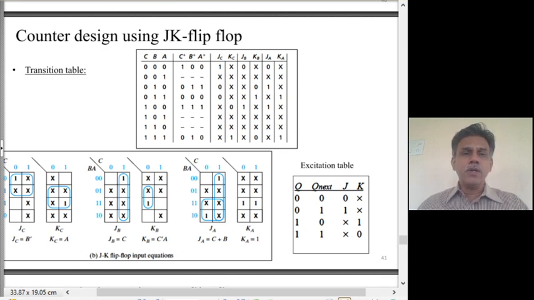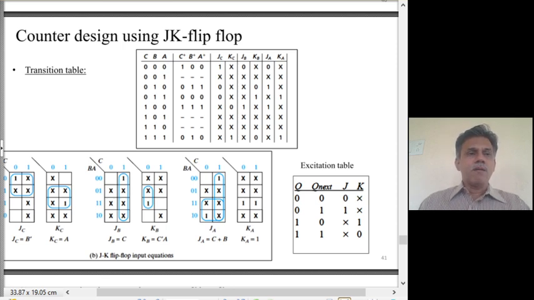So, once we do a design for such circuits with unused states, we have to carefully look at whether these states, which are not specified, create some problem, and how we take safety measures to see that these unused states don't create problems when these machines are put into use. That aspect also we will look into.